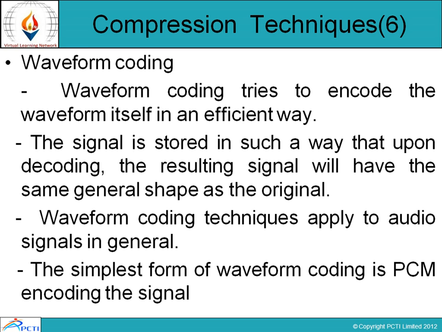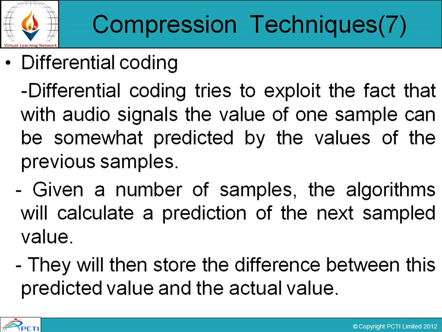The simplest form of waveform coding is PCM, encoding the signal. But a signal can be further processed to reduce the amount of storage needed, and the particular encoding which we are using in waveform coding is PCM, that is pulse code modulation. Then there is differential coding.